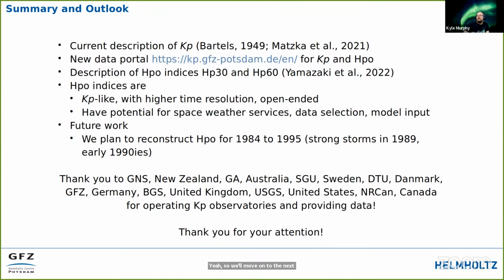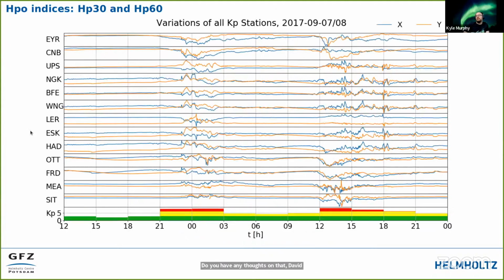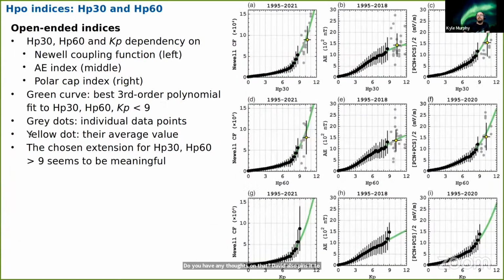He's asking about the stations that you show in the South Atlantic anomaly, and he's wondering if these might be able to give useful information regarding the dynamics of the inner radiation belt and what is happening there. Do you have any thoughts on that? David also opens it to the rest of the audience as well.